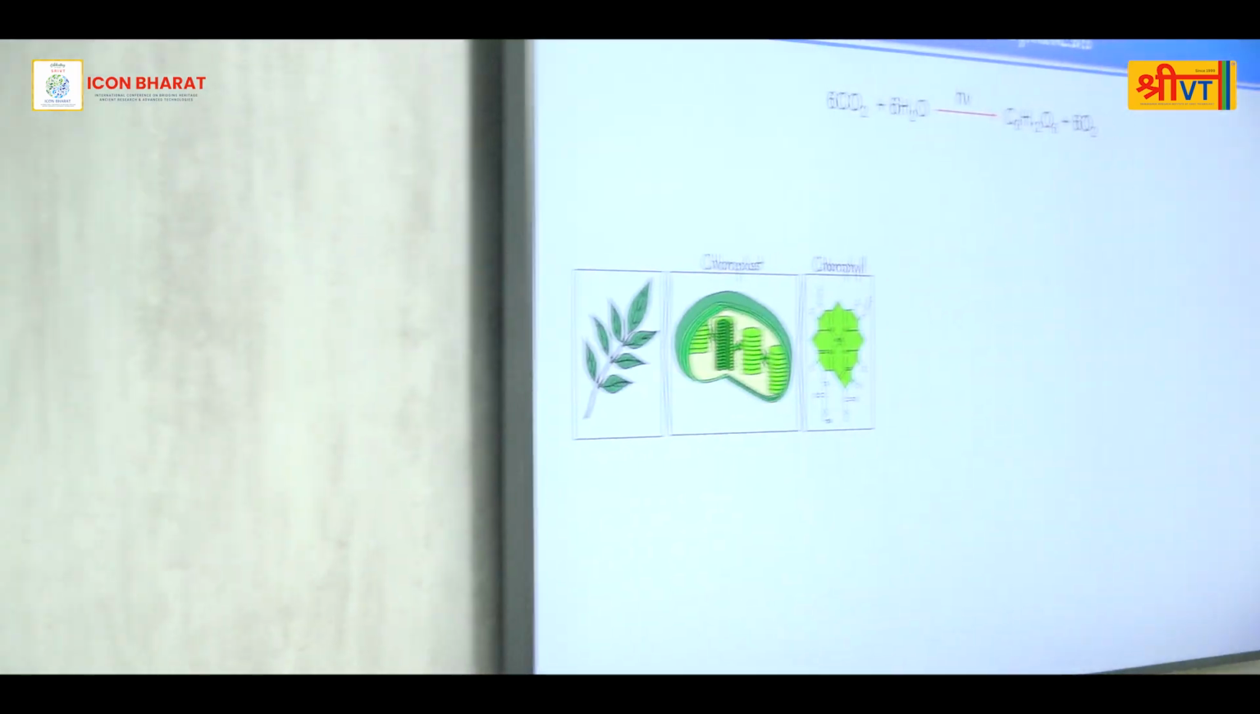Of course, everybody knows natural photosynthesis. So what is natural photosynthesis? Carbon dioxide and water molecules, in the presence of light, give chemical products. The equation is very simple, but it is not so easy. It occurs only in plants where the chlorophyll molecules are there.